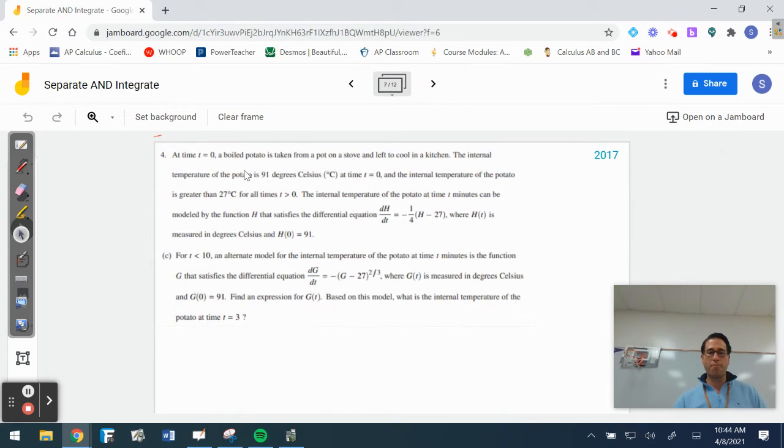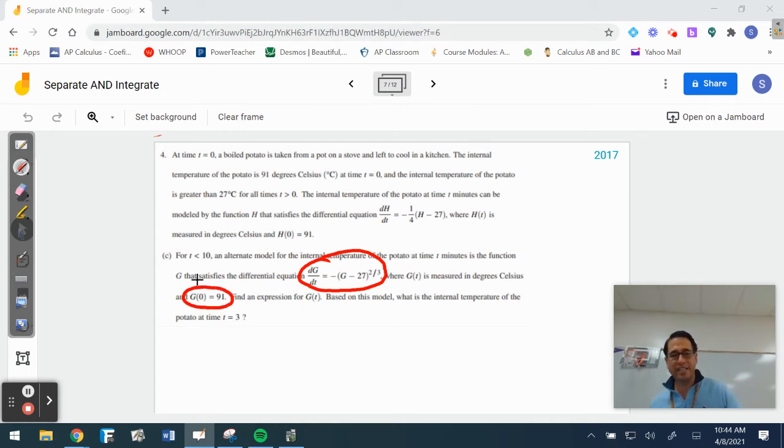All right, here we go. Part C for this one. Okay, so they're giving us something brand new. We have an alternate model when t is less than 10. And it says that the internal temperature of the potato satisfies this differential equation. And they give me an initial condition, which is the same as before. It says find an expression for g of t. And then based on this model, what is the internal temperature of the potato? All right, now there's only 3 parts here, so this is it.